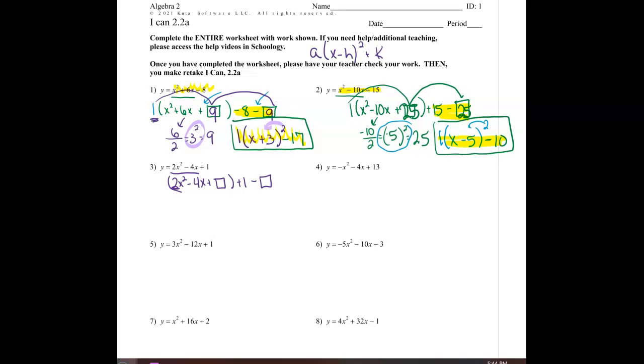So what I want to do is make sure that what's in the parentheses starts with x squared. So I'm going to be GCFing or factoring out that 2. And I'm also going to take the 2 out of the -4x. I'm going to factor out a 2, so divide out a 2x.